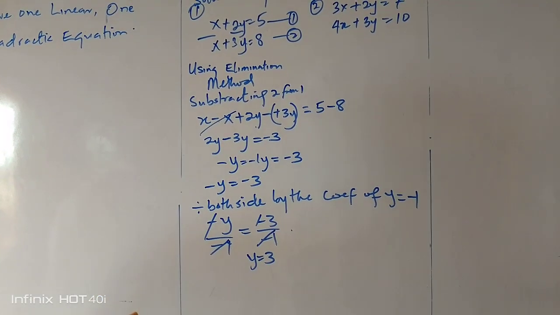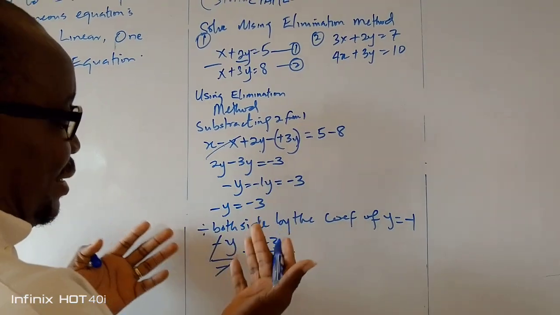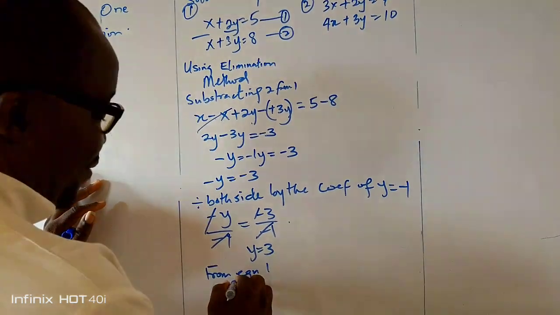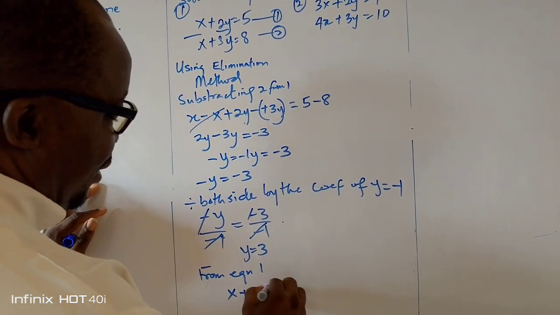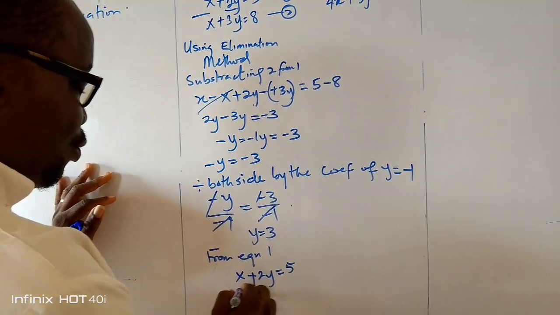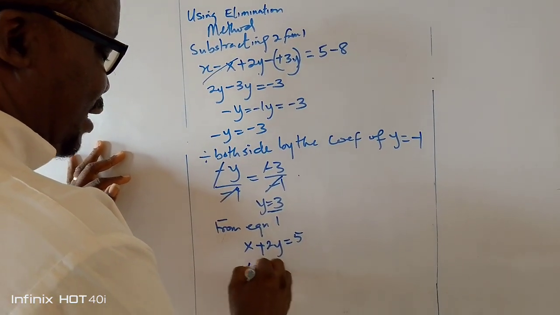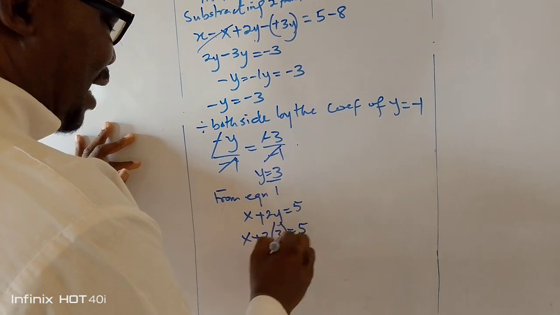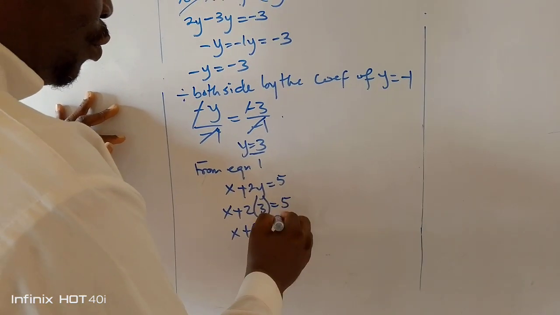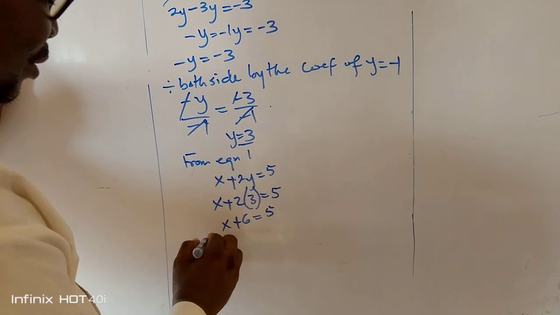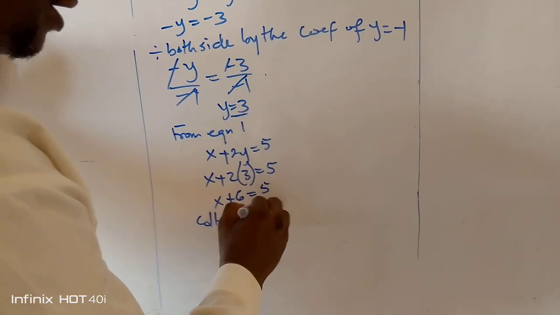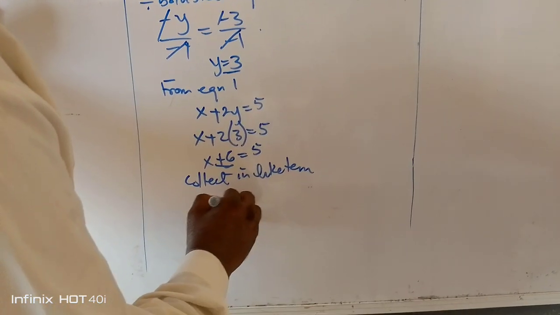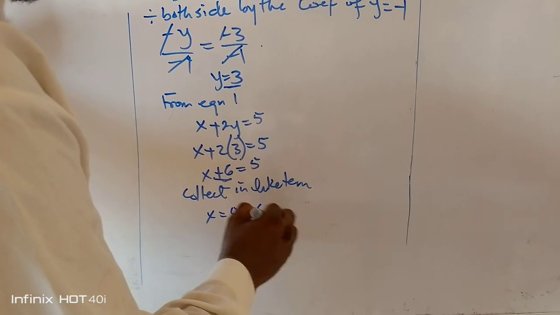So I already know my y, so I can use that to find my x. From equation 1, I have x plus 2y equals 5. So my y is 3, so I'll say x plus 2 times 3 equals 5. So 2 times 3 gives me plus 6, equals 5. So I collect like terms. This plus 6 will move to the other side. So I have x equals 5 minus 6, because when it moves it becomes minus 6.